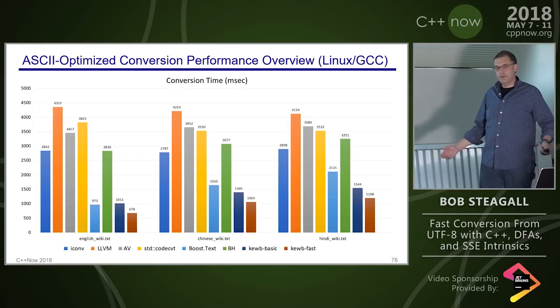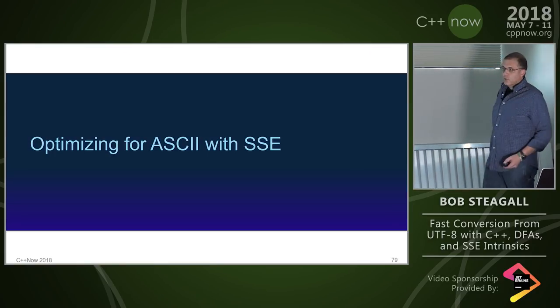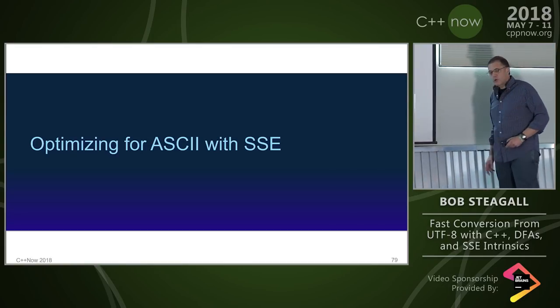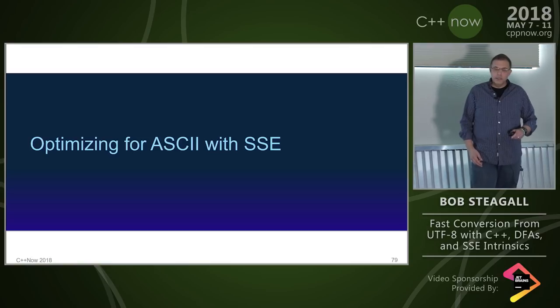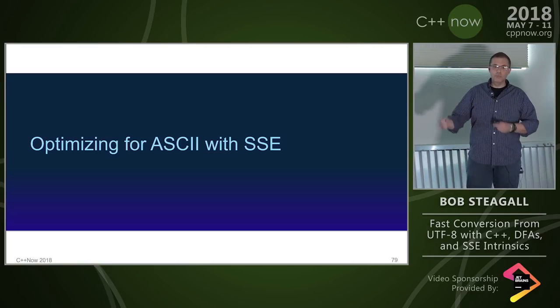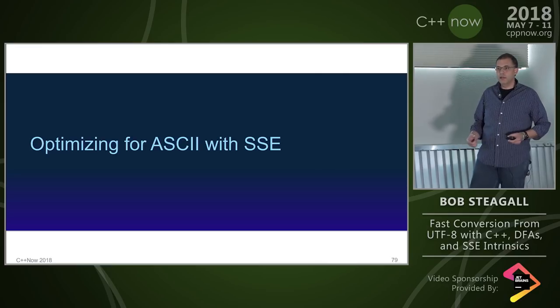Can we go faster? Yes, we're going to optimize ASCII using SSE intrinsics. One of the things I noticed looking at the data is that anytime you have an ASCII character, it's very likely it's followed by one or more ASCII characters. We're going to optimize for that case.